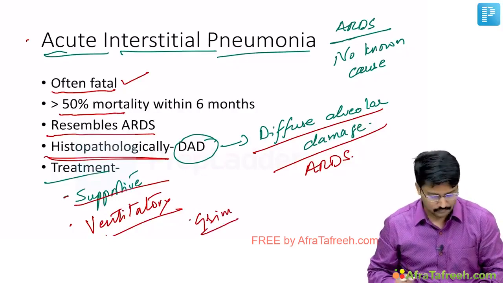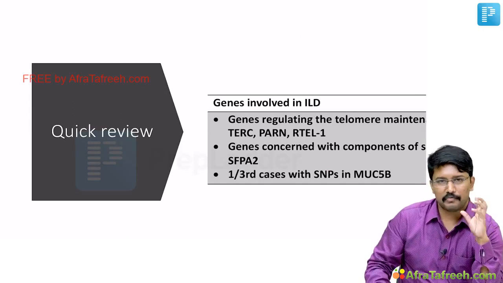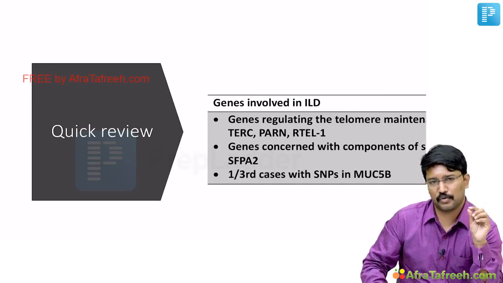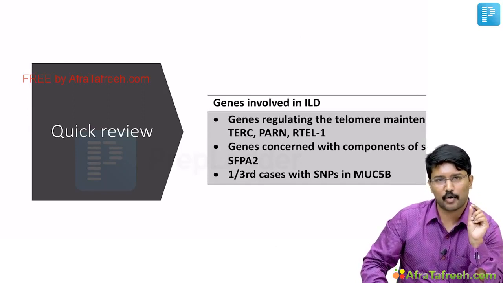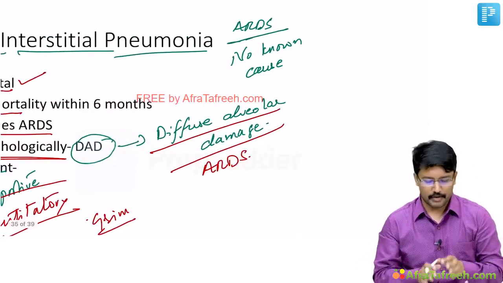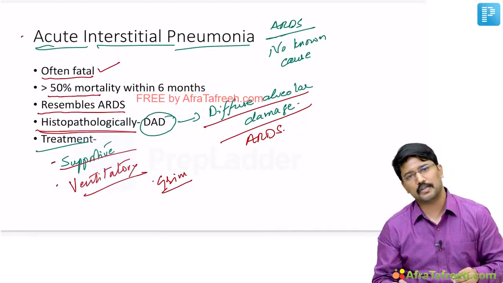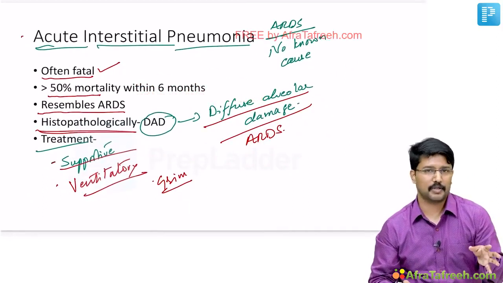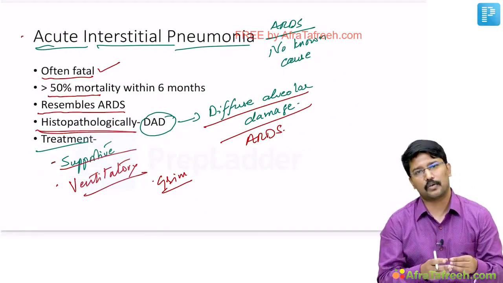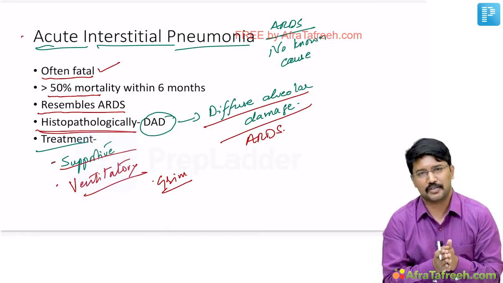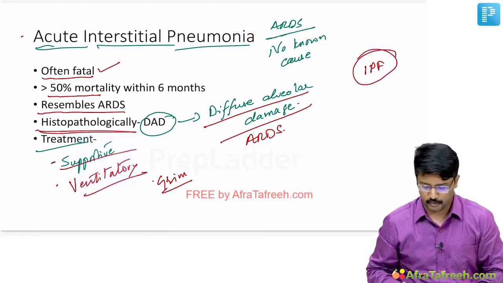I would like to make a statement here that if you have a question which is asking you about which interstitial lung disease has worst prognosis and there is an option of acute interstitial pneumonia, then that should be your answer. This has significantly worse prognosis compared to idiopathic pulmonary fibrosis. But if the options listed are only about chronic interstitial lung diseases, then the choice should be idiopathic pulmonary fibrosis.